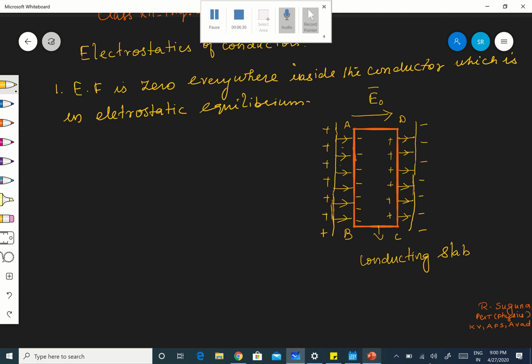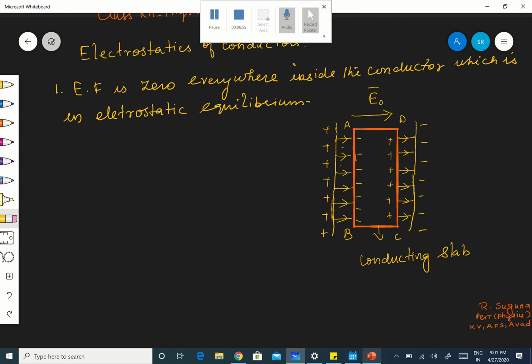All the electrons will be attracted towards the positive side AB, leaving the positive charge ions. The ions are immobile. From here only the electron has come. It is an atom. From here the electron has come here, leaving the positive charge ions here. Hope you are following. Okay. Therefore, this end AB will be negative and CD will be positive.